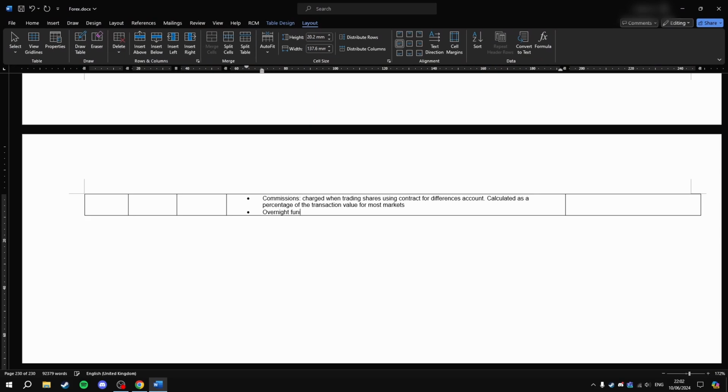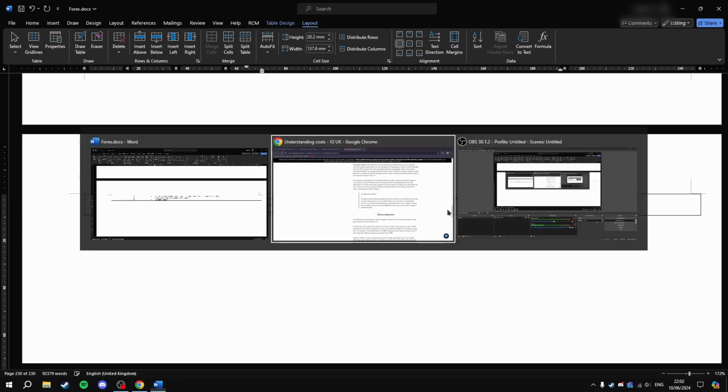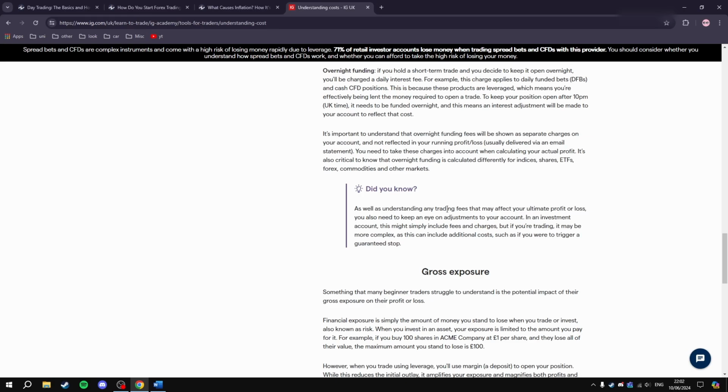Overnight funding. If you hold a short-term trade and you decide to keep it open overnight, you'll be charged a daily interest fee.